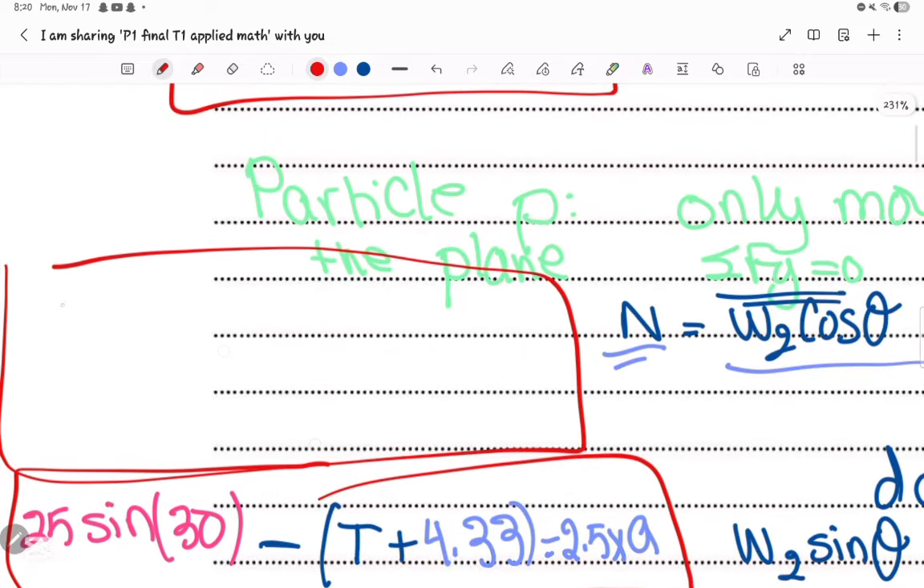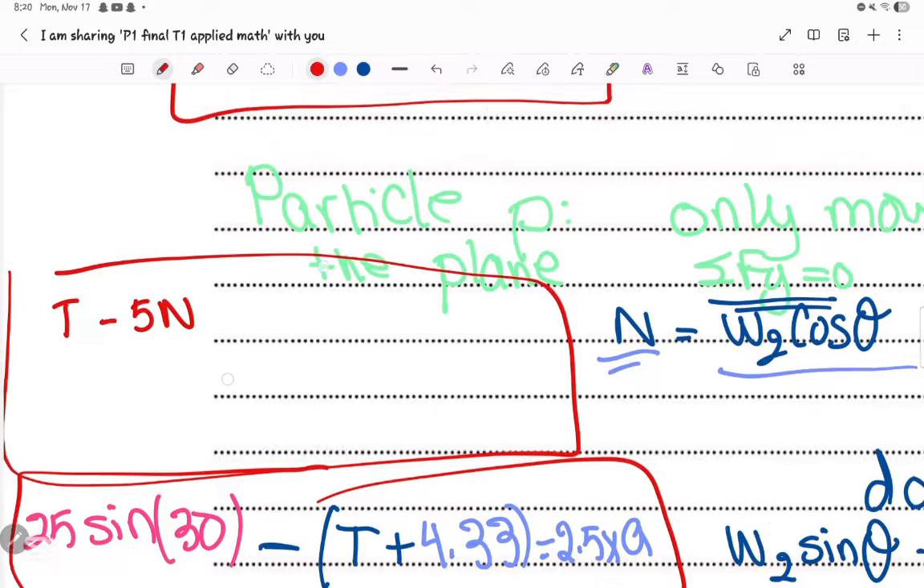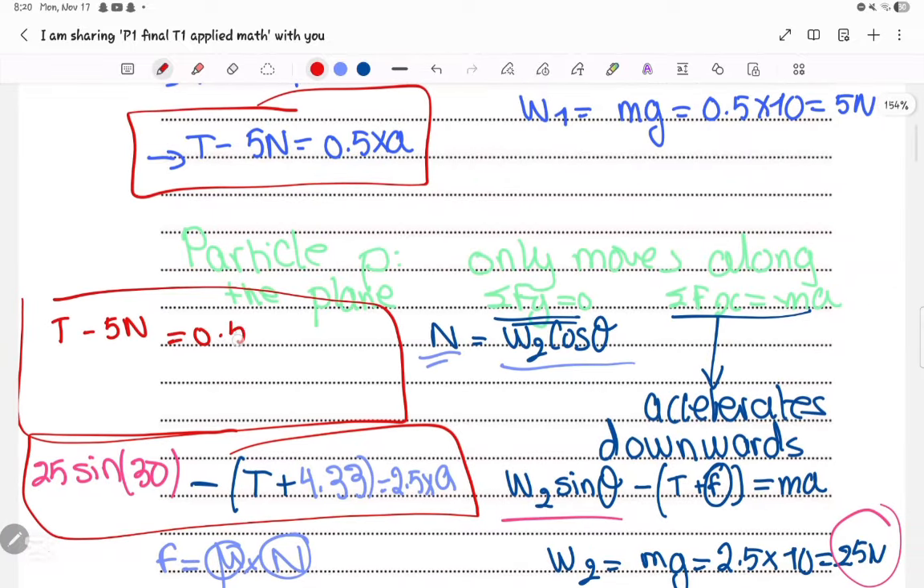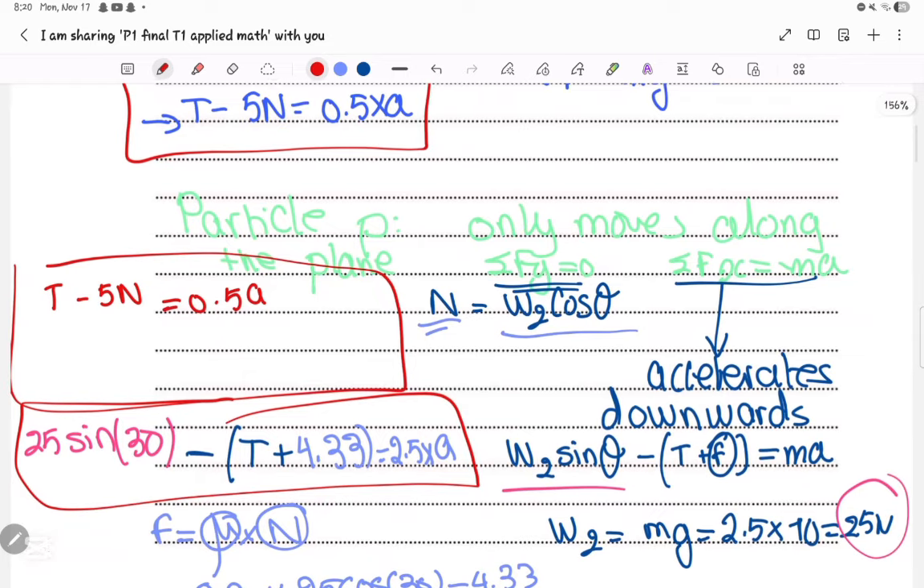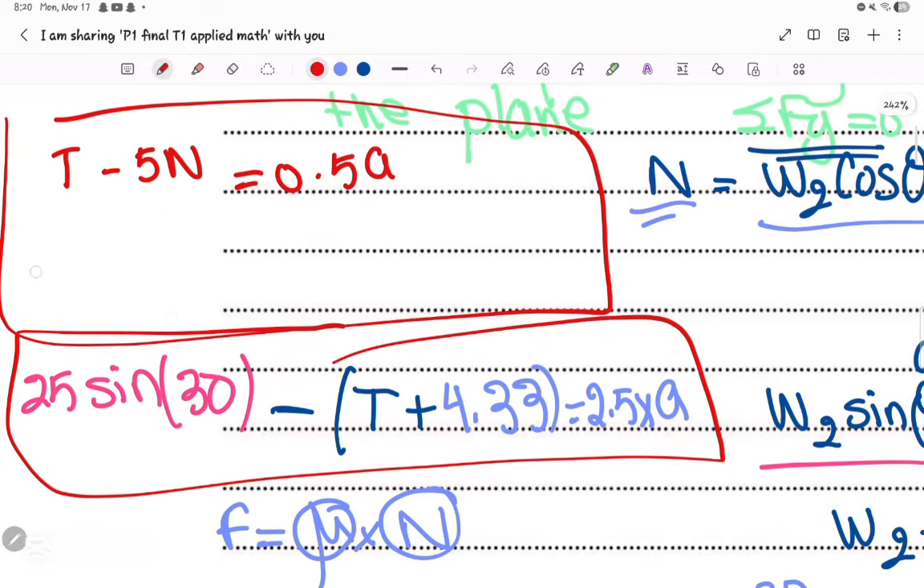So T minus 5 newtons is equal to 0.5A. Yeah? And then 25 sine 30, how much is that? That's going to be 25 over 2, which is 12.5. 12.5 minus tension minus 4.33, because I distributed the minus. So what's 12.5 minus 4.33? That's going to be 8.17. So I can just replace this by what?